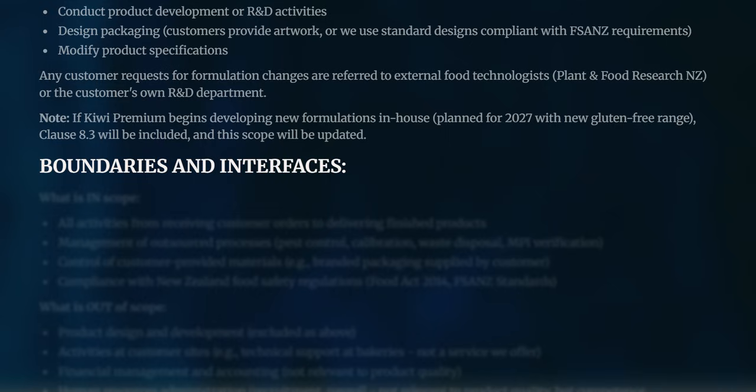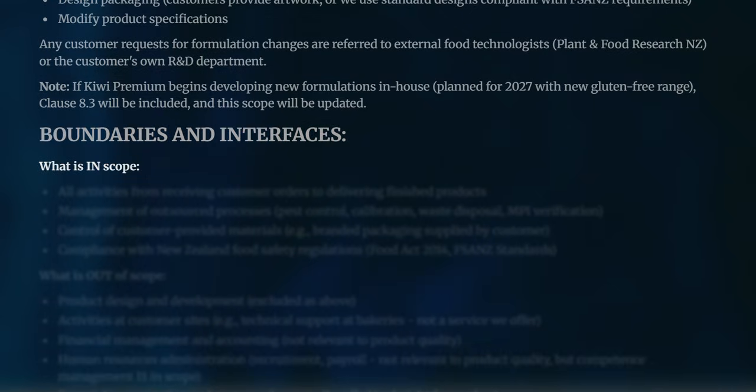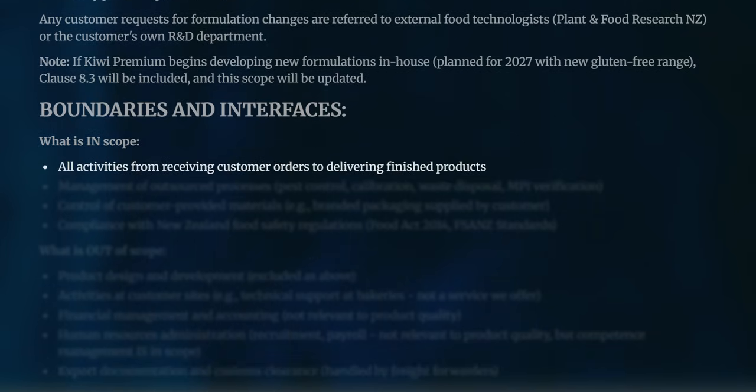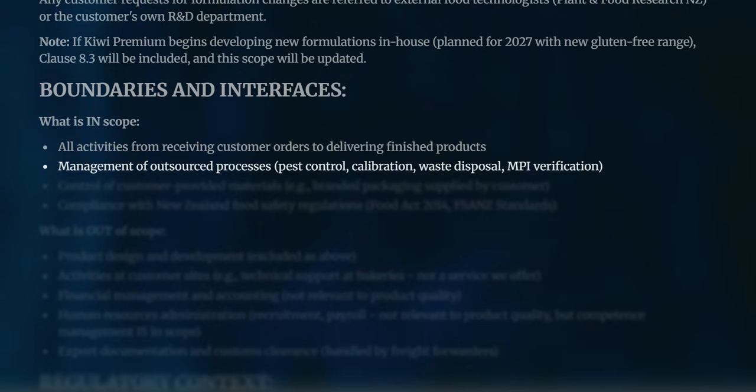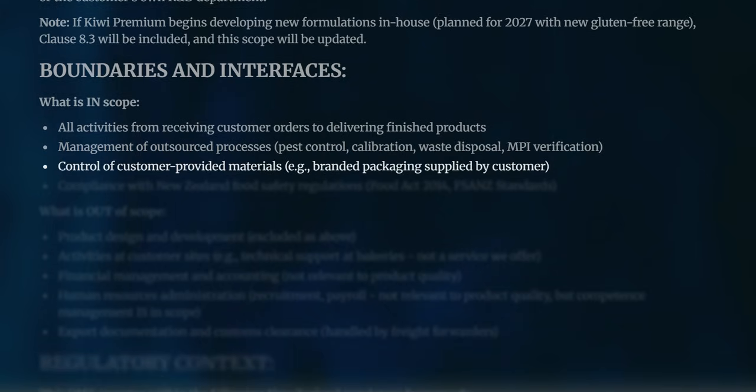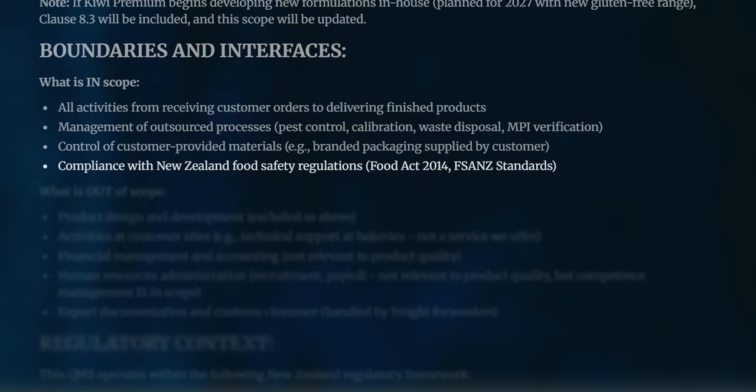Boundaries and interfaces. So what is in scope? All activities from receiving customer orders to delivering finished products; management of outsourced processes, including pest control, calibration, waste disposal, and MPI verification; control of customer-provided materials, for example, branded packaging supplied by customers; and compliance with New Zealand food safety regulations, including Food Act 2014 and FSANZ standards.